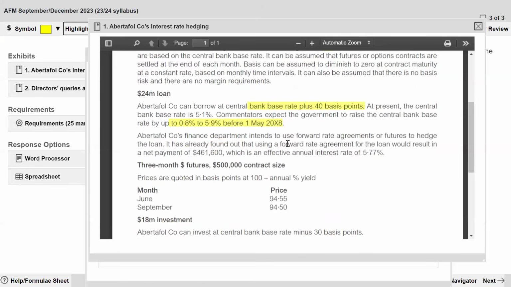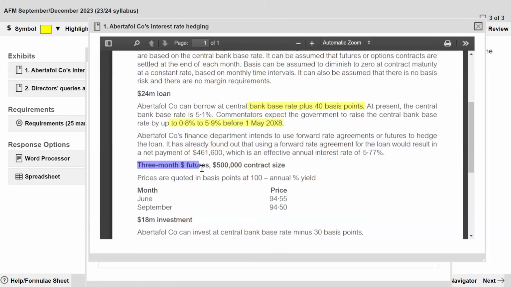Abertafol's finance department intends to use forward rate agreements or futures to hedge the loan. It has already found out that using FRA of the loan would result in a net payment of this, which is an effective annual rate of 5.77%. So they already have done the calculations for the FRA. You don't need to go about doing the calculations for the FRA.